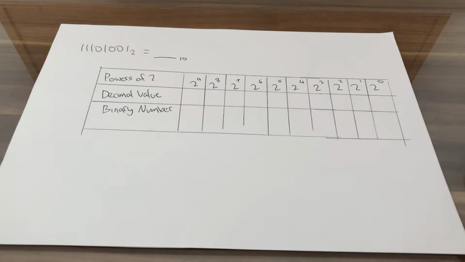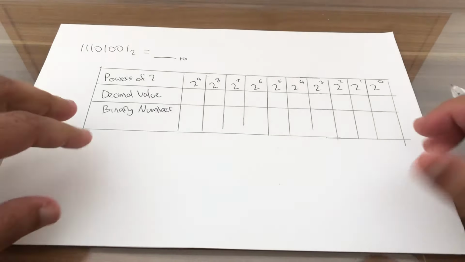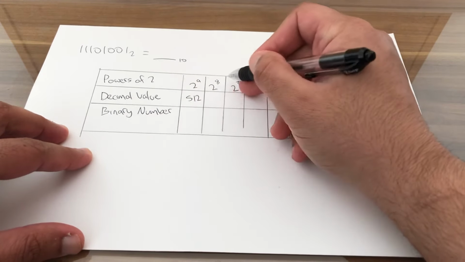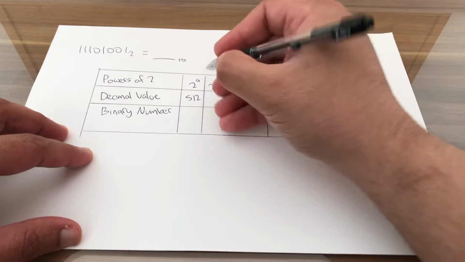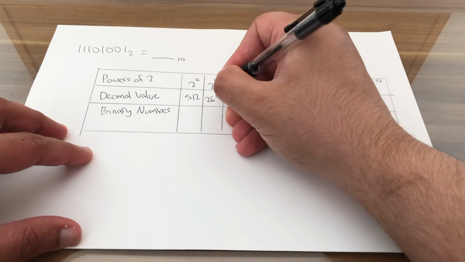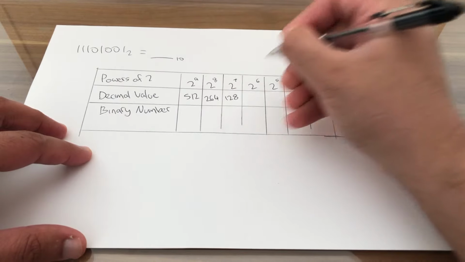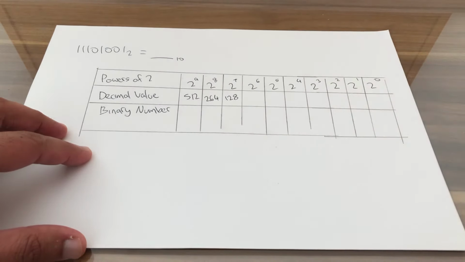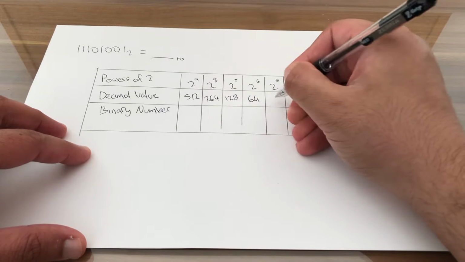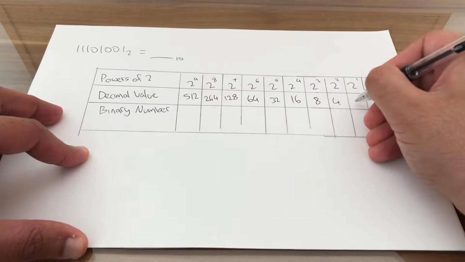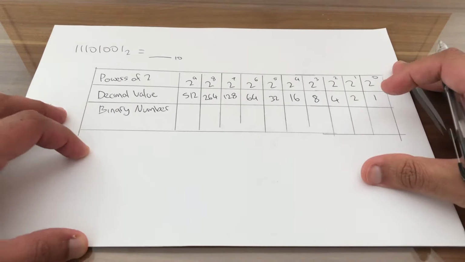If we now work backwards, we will know 2 to the power of 9 equals 512. 2 to the power of 8 equals 256. 2 to the power of 7, 128. And the rest, we can just keep halving: 64, 32, 16, 8, 4, 2, 1.